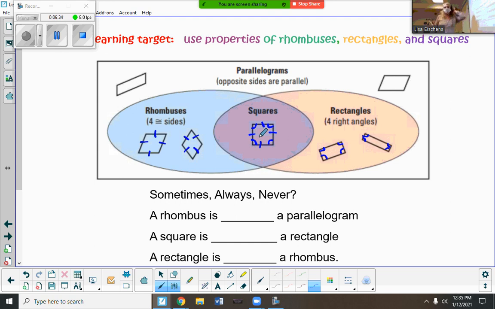So first, what I want you to do, you have to use some reasoning for these problems. So these are sometimes, always, or never. This isn't in your notes, so just watch up here. It says a rhombus is sometimes, always, or never a parallelogram. So is a rhombus sometimes, always, or never a parallelogram? What would you say, guys? Who feels brave today?